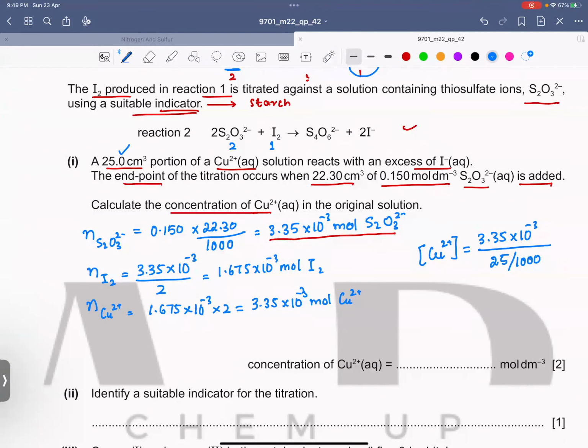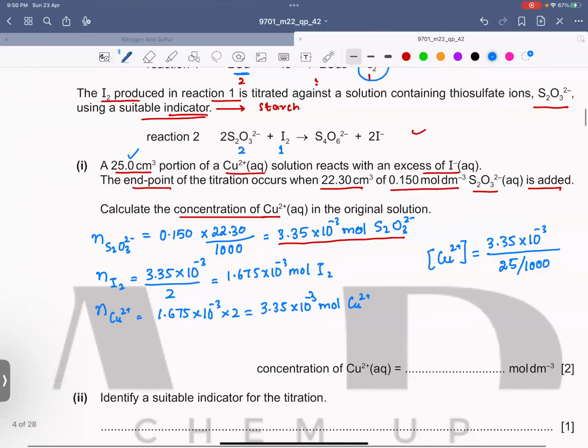Sir, 0.134. Okay. So it is 0.134. So it is 0.134 mole per dm³. Is this clear to everyone? Okay.